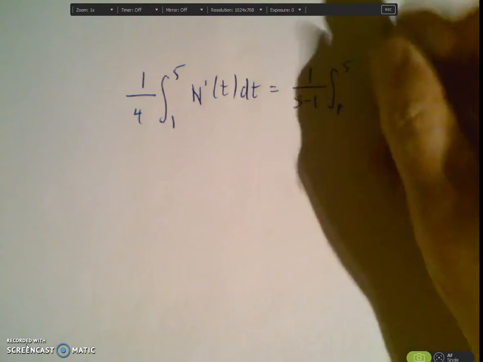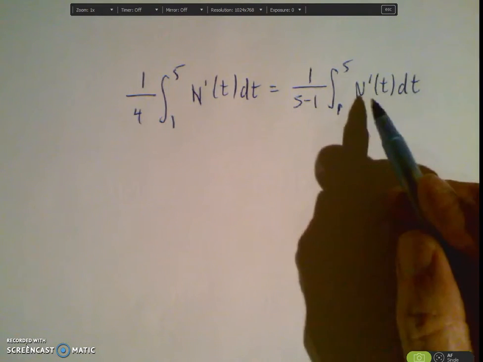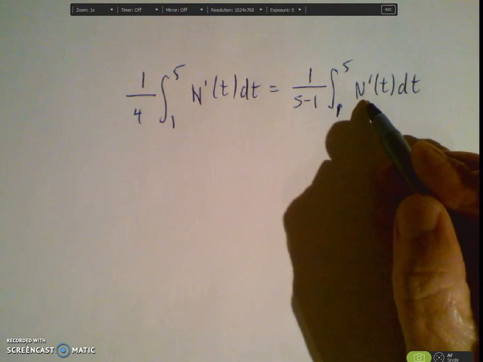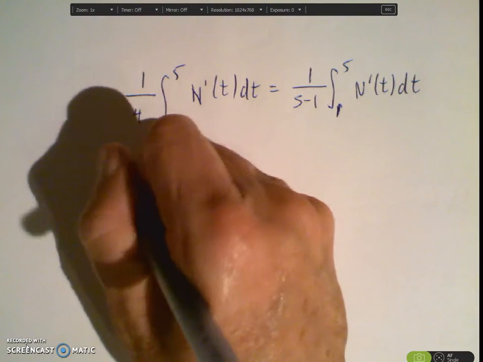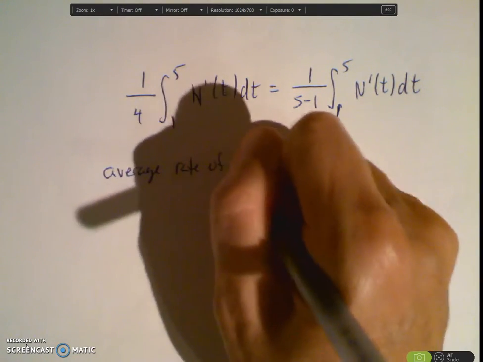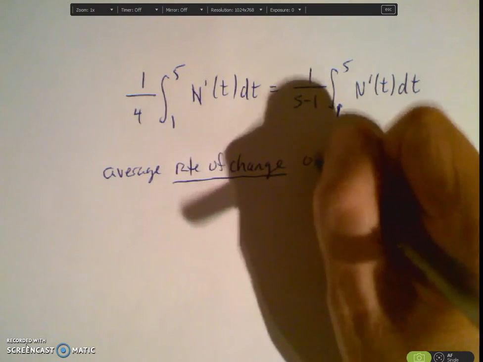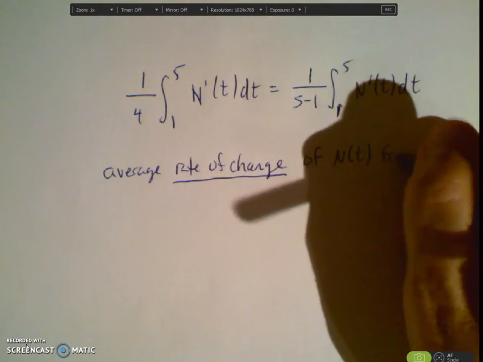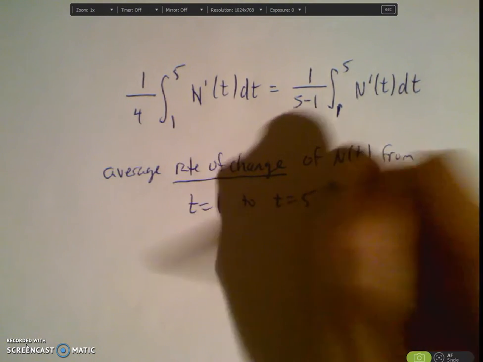In this case, it's the average value of the derivative. One of the ways to think of a derivative is as a rate of change. So this expression that I have here represents the average rate of change. Remember, that's another word for derivative, of n of t from t equals 1 to t equals 5.